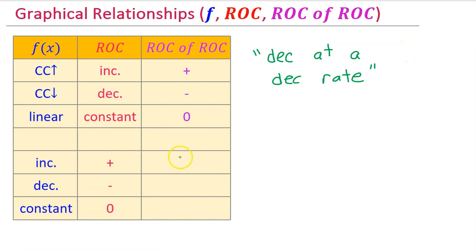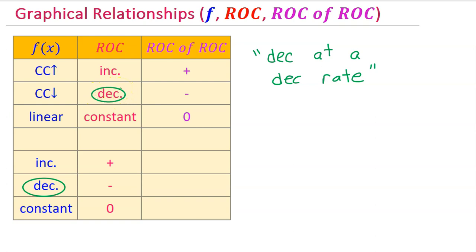I'm going to explain this problem to you in two different ways. Back in Unit 1, I tried to get you guys to memorize this chart showing the graphical relationships between f, the rate of change of f, and the rate of change of the rate of change. We are talking about a function that is decreasing at a decreasing rate. So the function itself is decreasing, so we're talking about this position, at a decreasing rate. In other words, the rate of change is decreasing. So that means we are here.